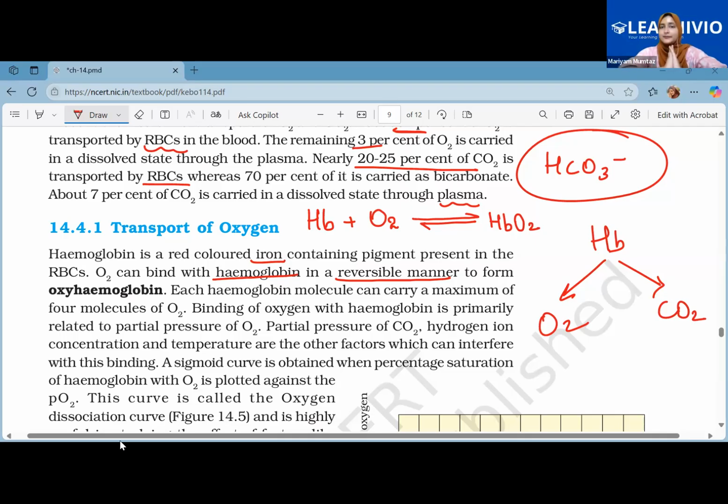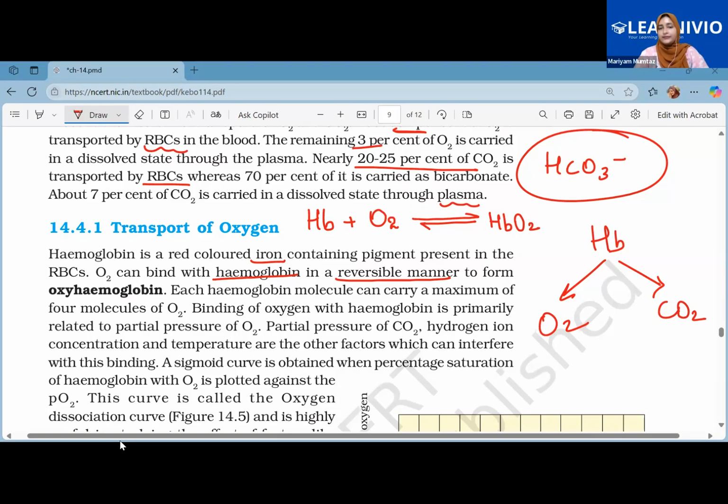Can't the hemoglobin also diffuse along with the oxygen? No, hemoglobin is not a gas. Only gases diffuse. That's why. So hemoglobin will take it to the part where it has to diffuse. Then hemoglobin's job is done. It's like, okay, now you do on your own. And that is the case.